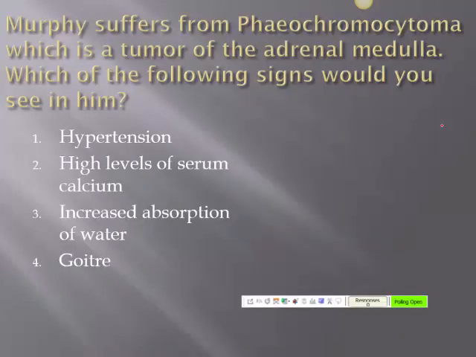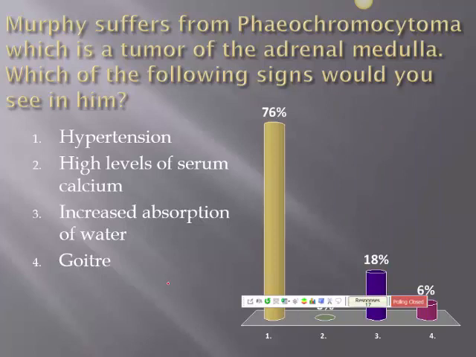Okay, let's see here. Let's review this. Murphy suffers from a pheochromocytoma. Which of the following signs would you see in him? Hypertension, yes, not increased absorption of water, because epinephrine and norepinephrine don't have anything to do with water absorption. Goiter is because of lack of iodine most of the time, and that's to do with the thyroid.